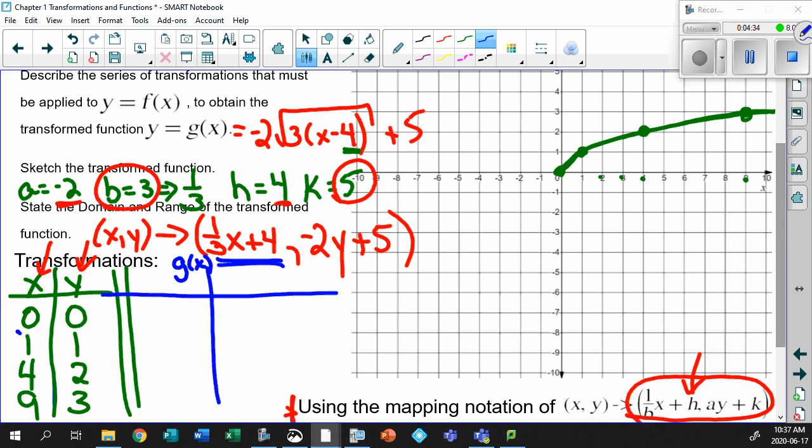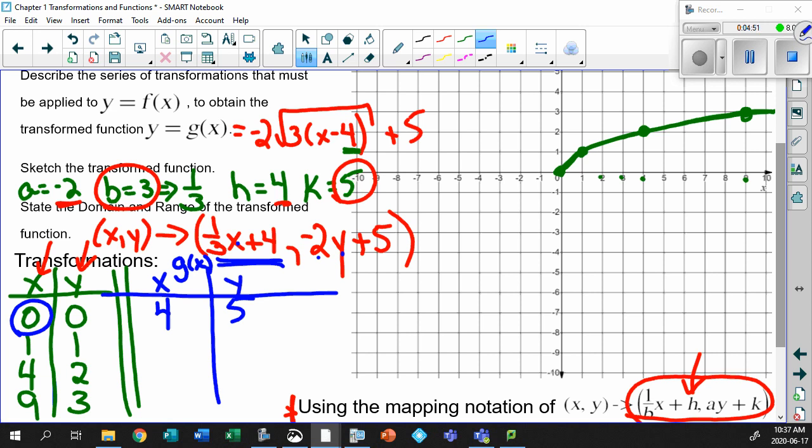Ready? Two 0. First thing, 0 times 1/3. Well, that's easy. That's 0 plus 4. There's 4. Let's go to the y value. 0 times negative 2 is 0 plus 5. There's 5. Does that not make sense, though?